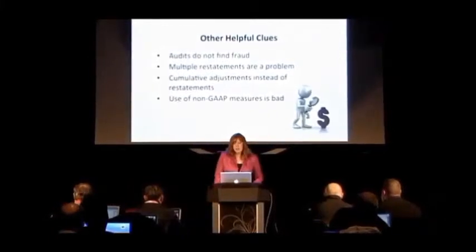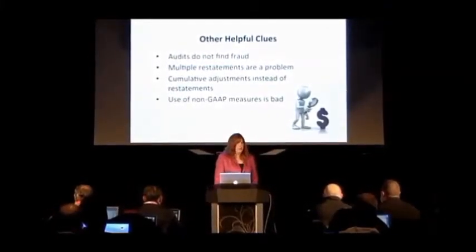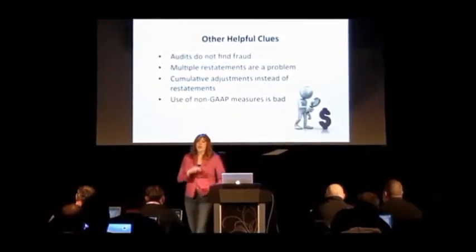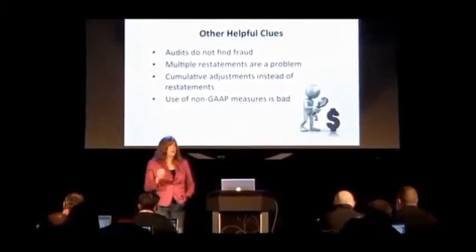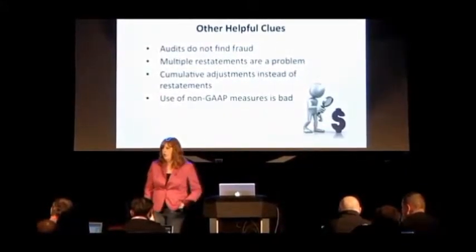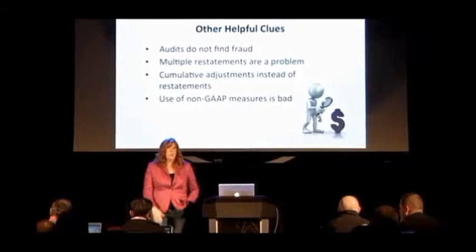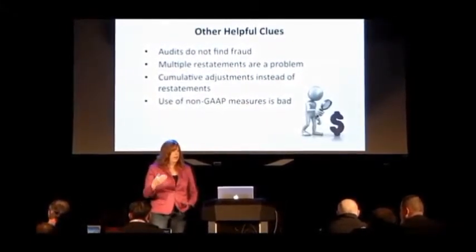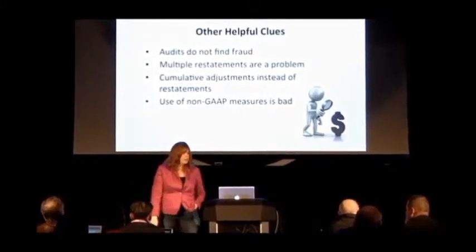Companies that use cumulative adjustments instead of doing the restatements, I am wary of. So a company discloses, we found some errors in prior year's financial statements, but we're not going to restate. We'll just do an adjustment now to retained earnings and call it good, because that's all we really need to do. I always have to ask myself, why are they not restating? Is there something that they're trying to bury in there?